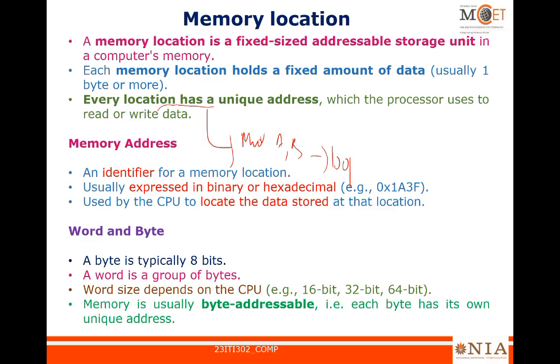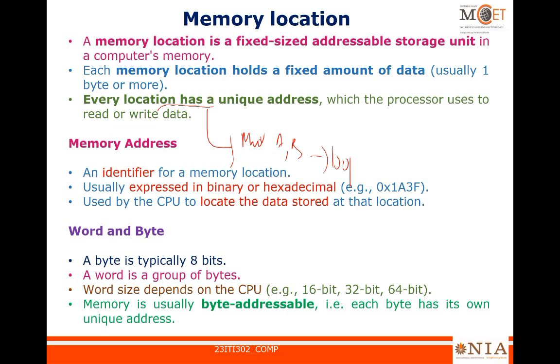These addresses can be referred to as an identifier, which is specifically meant for a memory location. Those memory addresses can be expressed in terms of binary or hexadecimal. They are given or accessed by the processing unit in order to locate or specify the data storage at a particular location.